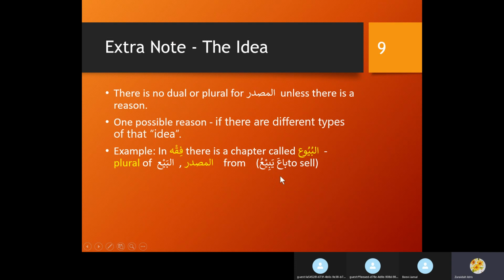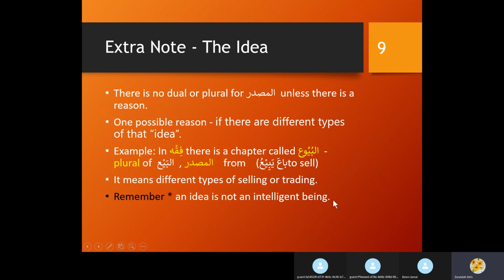ba'a yabi'u, to sell. So in this case, it means different types of selling or trading. Then it makes sense to have a plural. Otherwise, it doesn't make any sense, because it's just an idea.